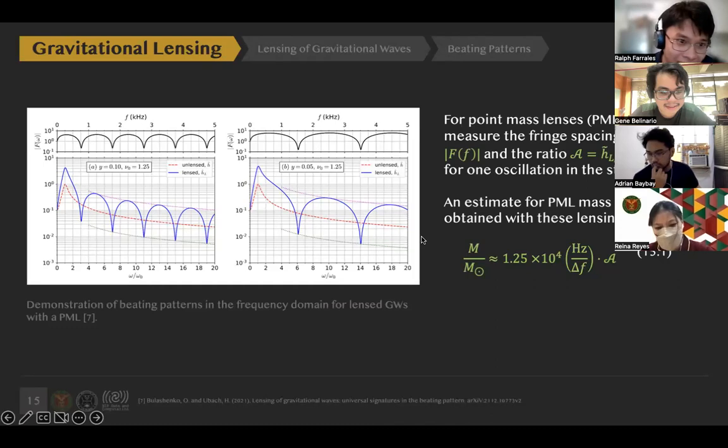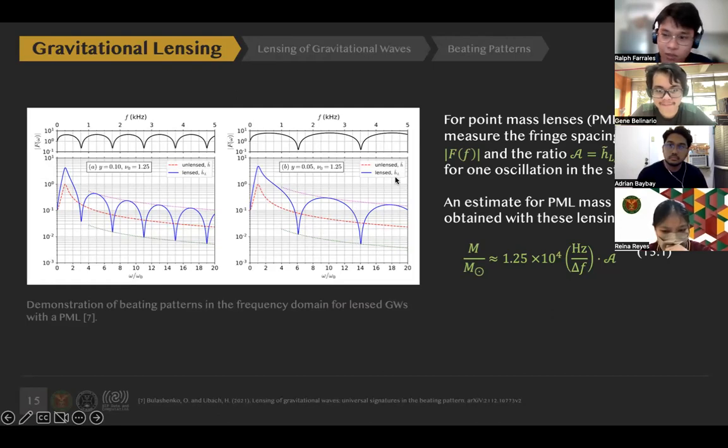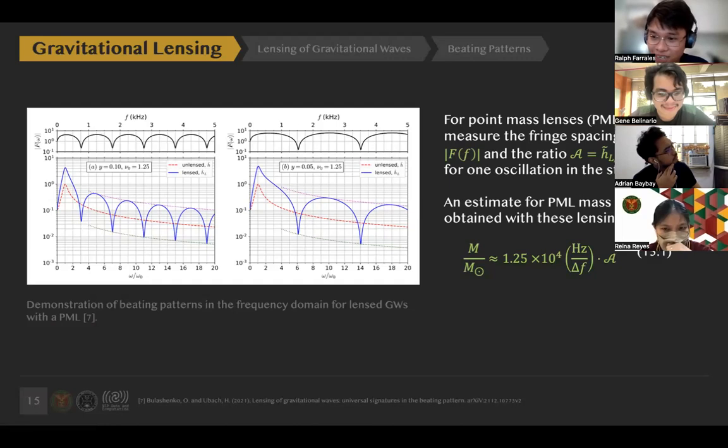I see. What was the y-axis here again? Okay. For this case from Bulashenko et al., they rescaled, but your y-axis here should be the amplitude of your strain, for different frequencies and for different source positions. The nu here is just the dimensionless frequency. I see, so the beating patterns are due to the interference of images.